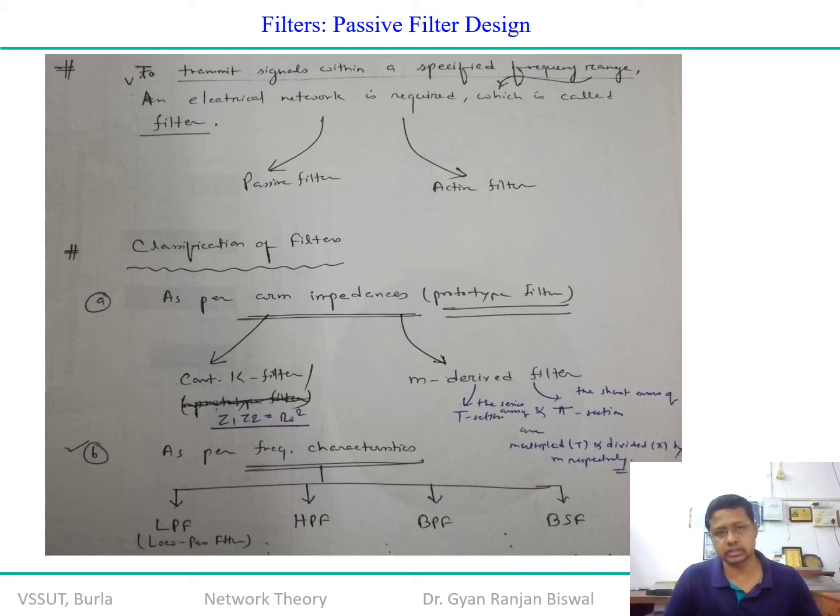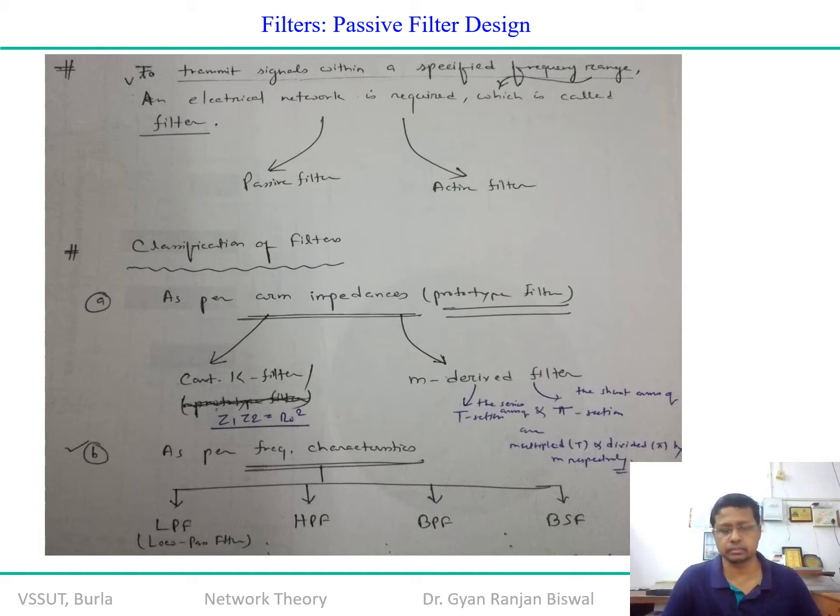Similarly, there is another way which is widely utilized for the real filter design, that is the M derived filter. In this case, the series arm is represented as the series arm of the T section filter, so that means the T structure or the star structure, and the shunt arm is made of the pi structure, or you can say the delta structure. Okay, and the multiple of this T arm and this pi arm or delta arm, you can say.